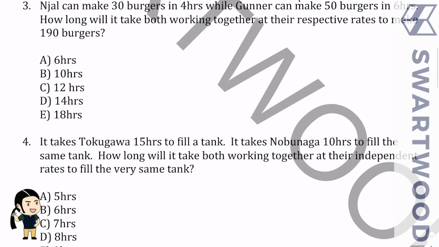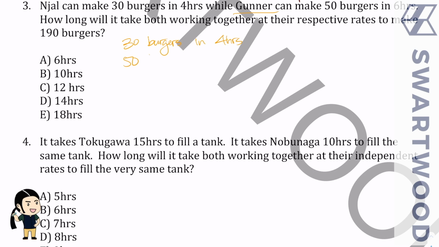All right, let's look at number 3. So Njal can make 30 burgers in 4 hours, while Gunnar can make 50 burgers in 6 hours, okay? How long will it take both working together at their respective rates to make 190 burgers? Okay, so Gunnar, however you want to pronounce them. So one is making 30 burgers, I think in 4 hours.